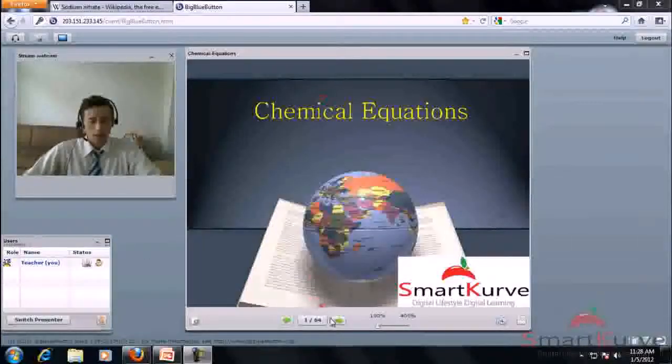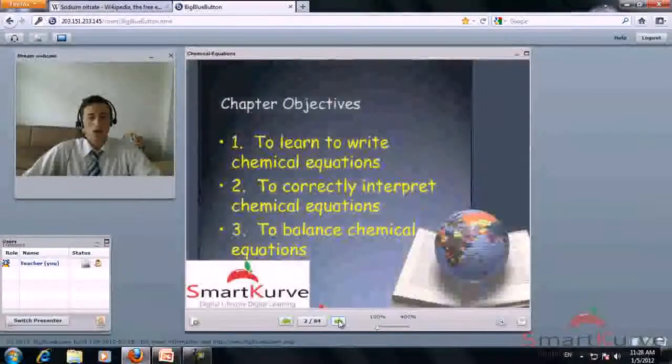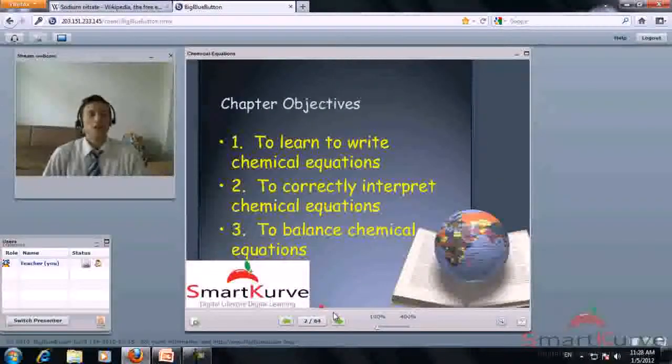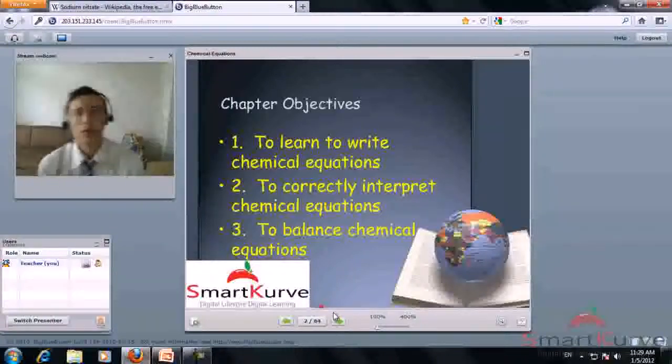Let's go ahead and get started here. Our chapter objectives today: we're going to learn how to write chemical equations. We're going to learn how to interpret them. That means how to read chemical equations, how to look at an equation and tell what's happening here. And number 3, we're going to learn how to balance chemical equations. I want to look at this last point, number 3, very briefly.